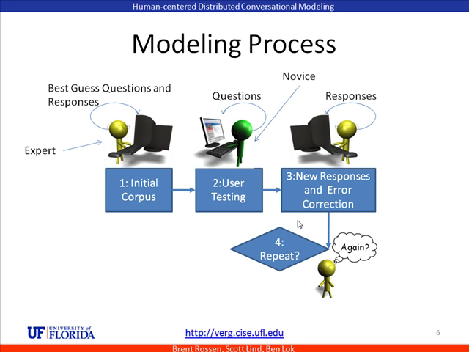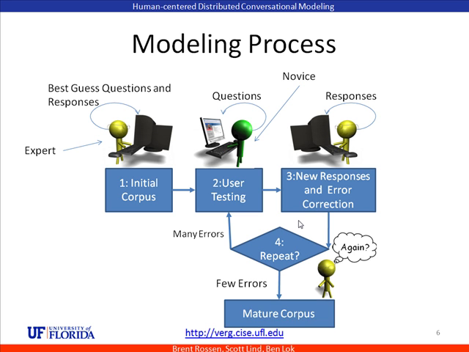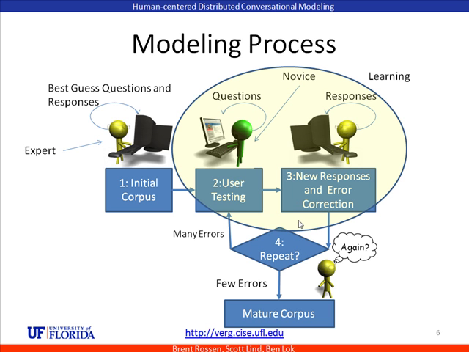Then the expert looks at how it performed. If there are many errors, we repeat the user testing with a larger group. And if there were few errors, it's probably a mature corpus and we can go on. We can see that in this highlighted area, this is actually a learning process called case-based reasoning, and the experts and novices collaborate to teach the virtual human how to conduct this conversation.